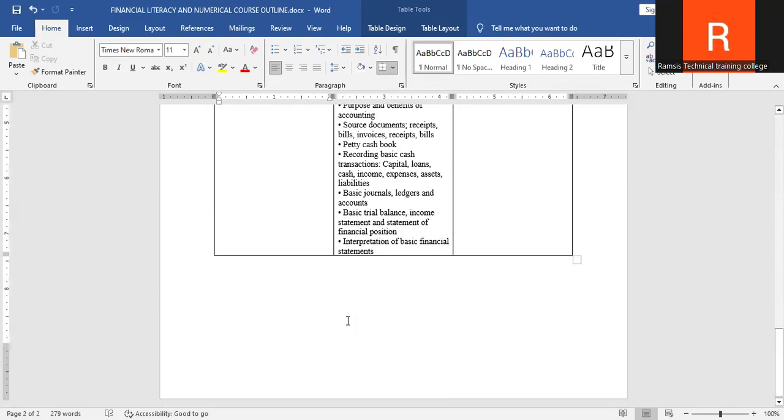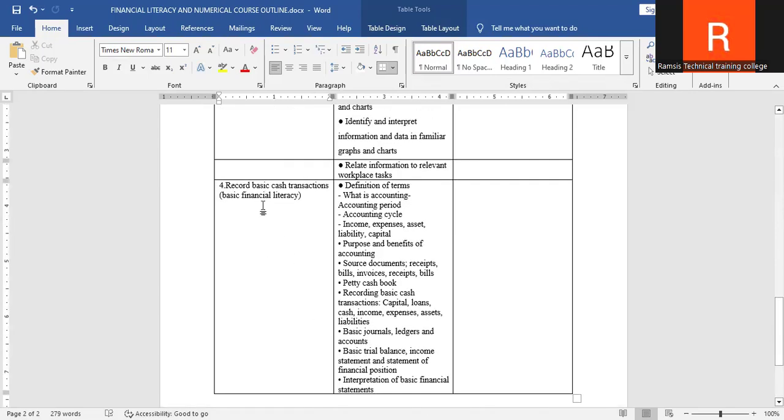And then the fourth one is now you should be able to know how to record basic cash transactions, and that is basically basic financial literacy. So meaning you need to know the terms like what is accounting period, accounting cycle, income, expense, assets, liability, capital, the purpose, the benefit of accounting, source document, things like receipts, invoices or bills, receipts, bills, petty cash book.